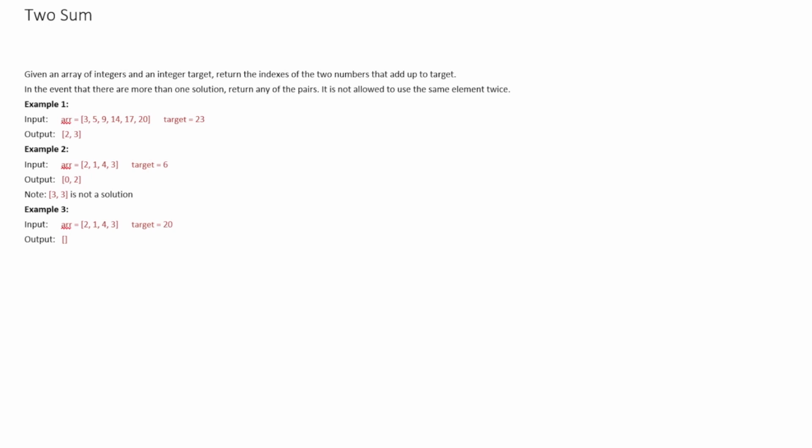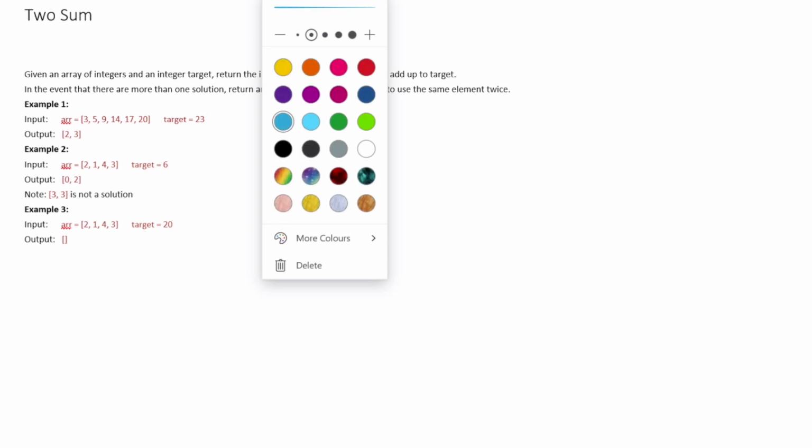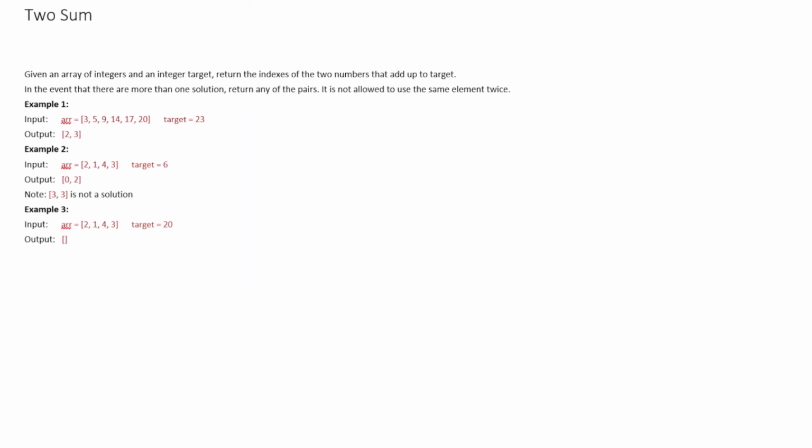So I'll be highlighting here the important text that we have. First, we are given an array of integers and an integer target, of course. We are supposed to return the indices, okay? This is very important, that add up to a target. In the event that there is more than one solution, so it's possible to get more than one solution, return any of the pairs. It is not allowed to use the same element twice.